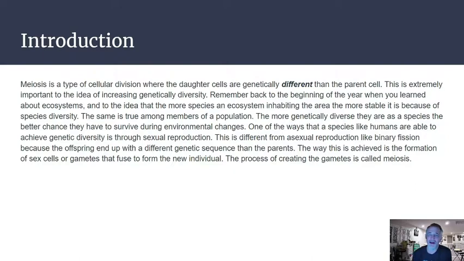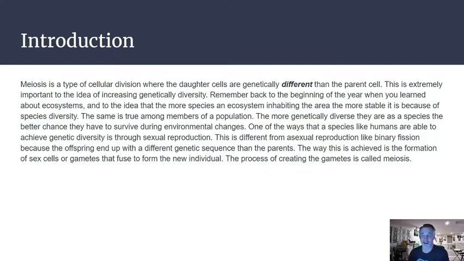So if you remember back to the beginning of the year, we learned about ecosystems and the idea that the more species an ecosystem has inhabiting a specific area, the more stable it is because of species diversity. Well, the same is true among members of its population. The more diversity we have in a population, the more stability we have. So the more genetically diverse they are as a species, the better chance they have to survive during environmental changes.